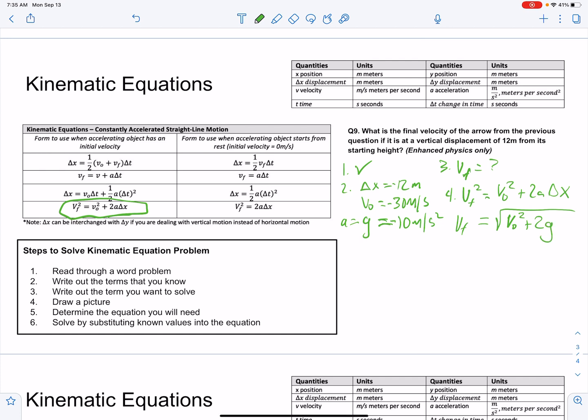Our acceleration is acceleration due to gravity, and we have delta x. All right, step 5. Oh, we skipped a step. Step 4 is actually to draw our situation. Same thing as before. We have an arrow going downwards. In this case, we want to find the final velocity.